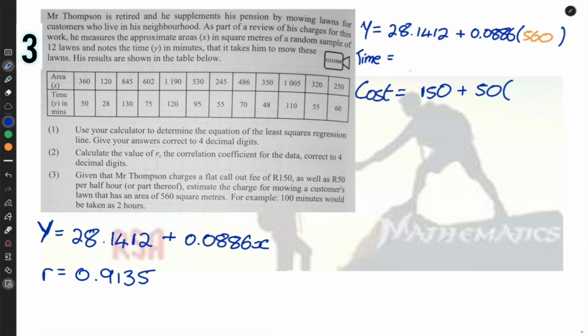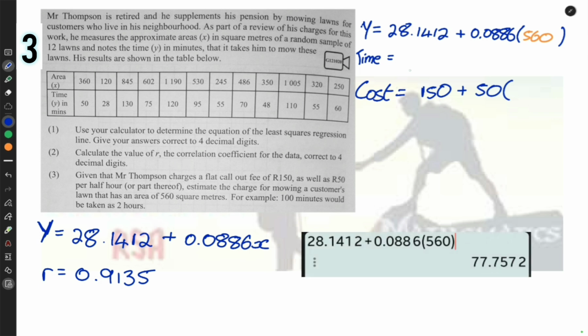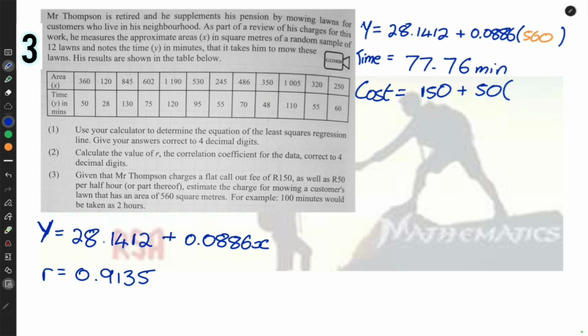So I'm just going to set up a few equations for myself. So the first one, I'm going to figure out how much time it takes to mow a lawn with an area of 560. If I type that in my calculator with that little equation, I can see it takes 77.76 minutes. Okay, now this person charges 50 Rand per half hour or part thereof. So it went more than 30 minutes, more than 60 minutes, but not more than 90 minutes. So therefore, he charges for 3 half hours, between 60 and 90 minutes. And then I can see the cost is just going to be 300 Rand in this case.